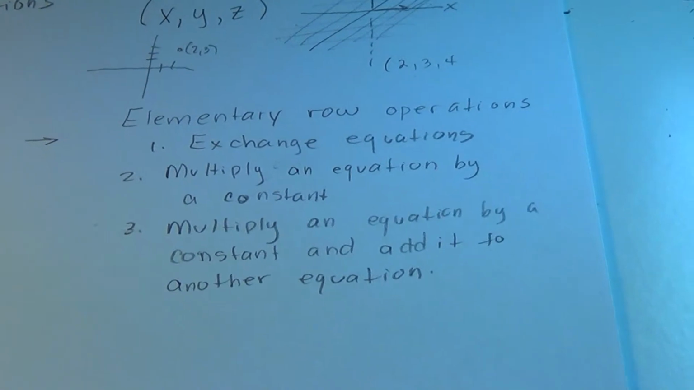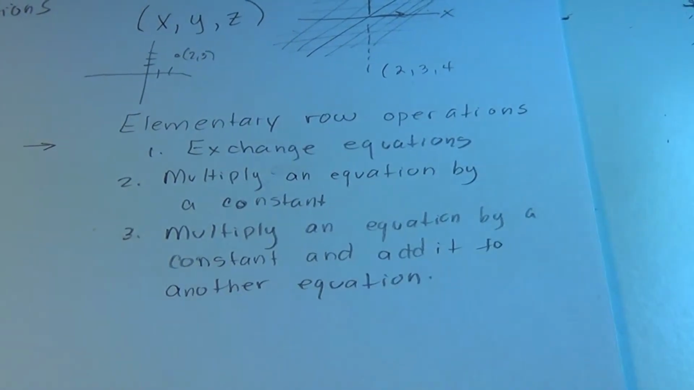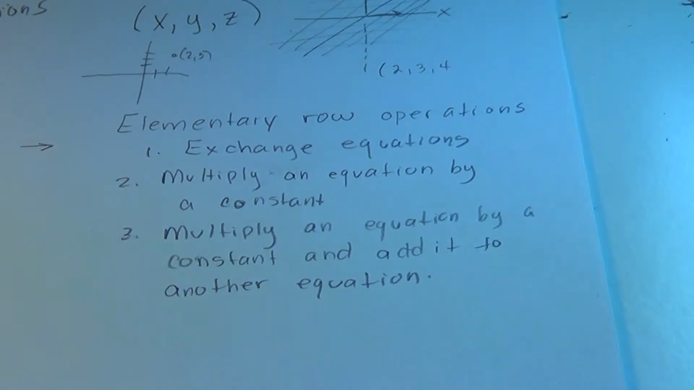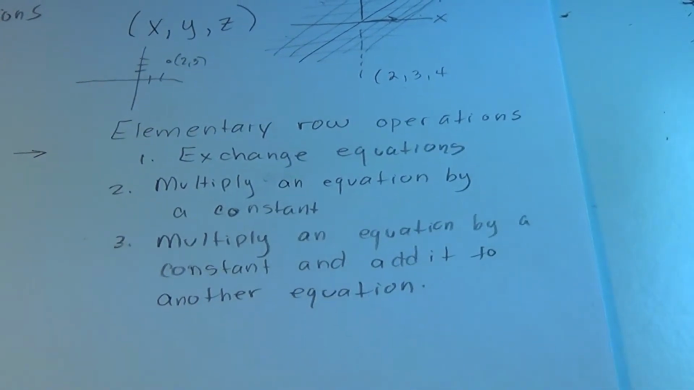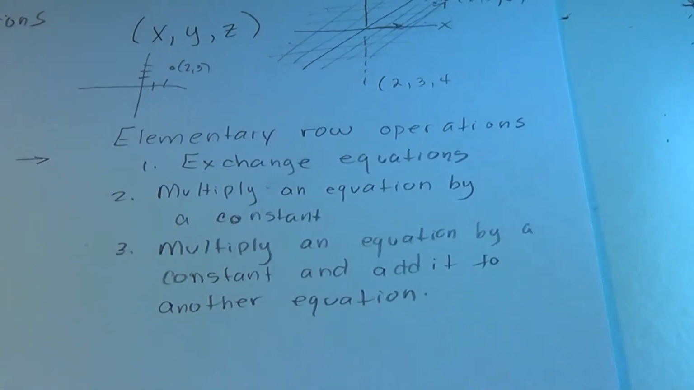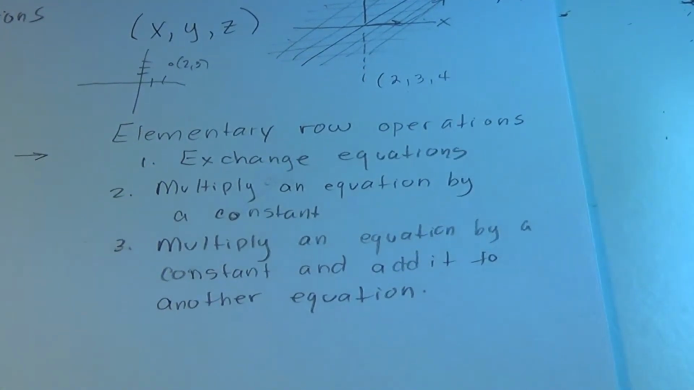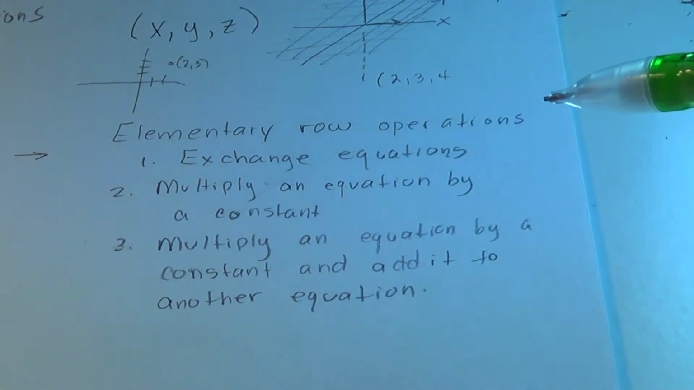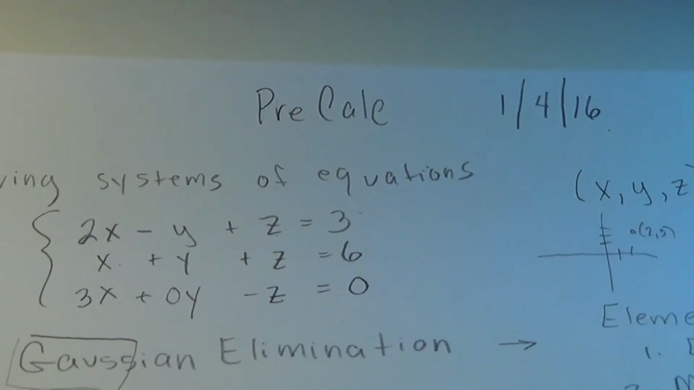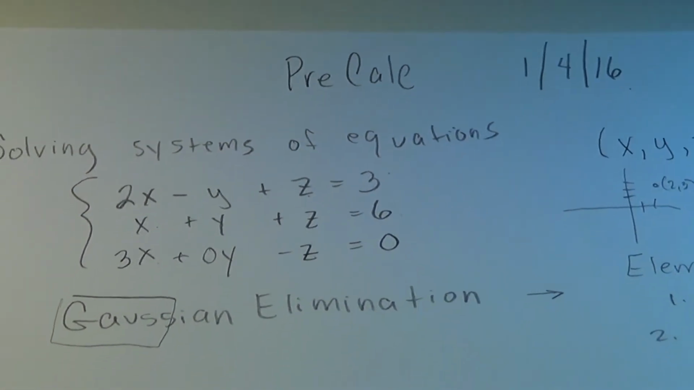Another thing we can do is multiply an equation by a constant. As long as the constant is not 0, we have an equivalent equation. And the third one is multiply one of the equations by a constant and add it to another equation. So this is all we're allowed to do for Gaussian elimination. So I will solve this by using Gaussian elimination.